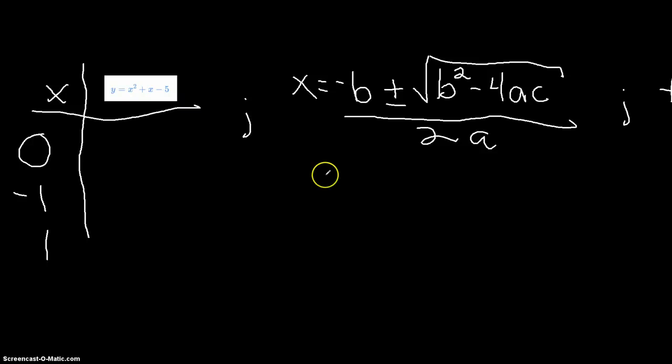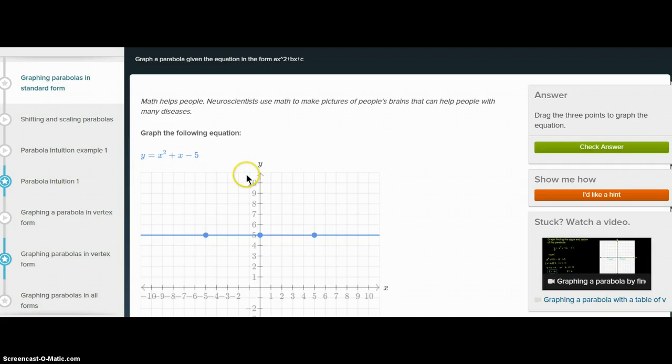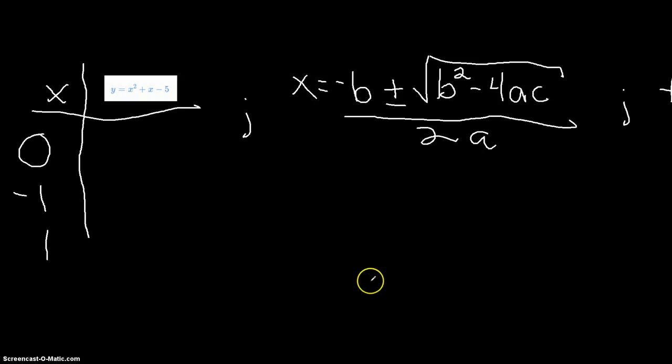Alright, so in this video we're going to look at graphing some parabolas in standard form. Our first equation is y equals x squared plus x minus 5. There's a few ways that we can figure this out. We can make a table of values. We pick whatever x values we want, usually 0, -1, and 1 are pretty easy, and then we plug those x values in and find the y values for those.